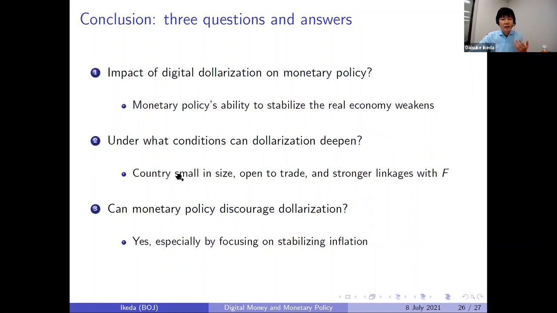The second question is about under what conditions digital dollarization can deepen. The answer is that a country that has stronger linkages with the foreign country, and that is more open to trade and smaller in economic size. And the third question is about whether monetary policy can discourage dollarization. The answer is yes, especially by focusing on stabilizing inflation.